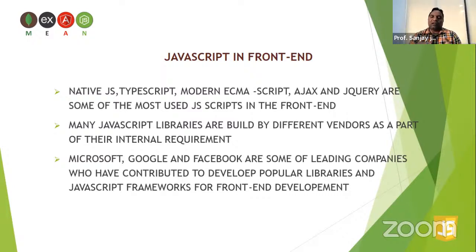Basically, what JavaScript is going to do is give some behavior to your website. Behavior means your website would look more like a live website, where you can give some kind of animations and some kind of effects with the help of JavaScript. Then there are many JavaScript libraries that are built by third parties, meaning different vendors. For example, Microsoft, Google, Facebook are some of the leading companies who have contributed to develop popular libraries of JavaScript. And they are used for front end development.